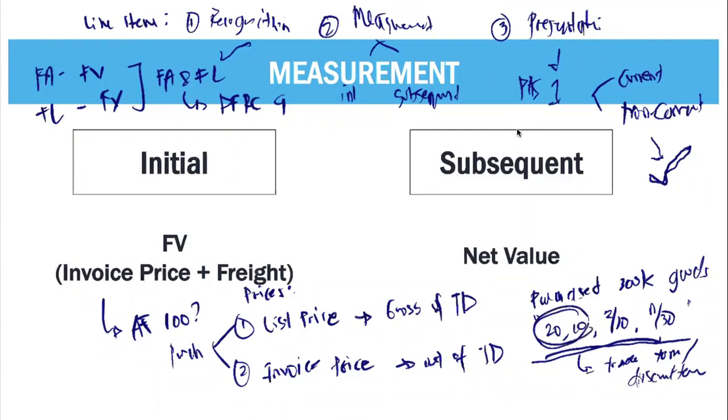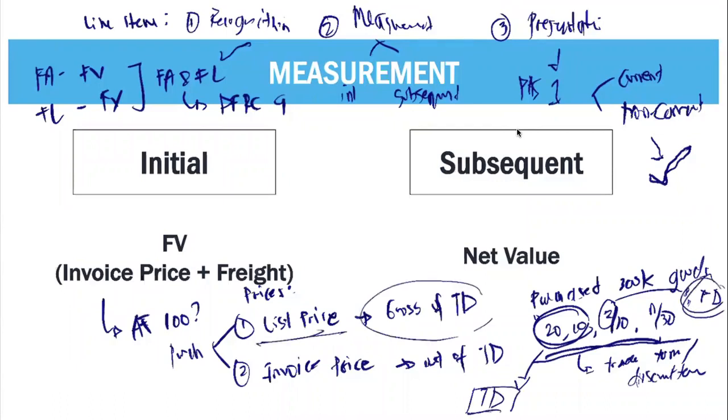Okay, 20/10 here pertains to your trade discount. 2/10 here pertains to your purchase discount. We just need to remember this. 20/10 is your trade discount. 2 over 10 is your purchase discount. So when we talk about list price, this is gross of trade discount. When we talk about invoice price, that is net of trade discount. Therefore, here in your initial measurement, when we say invoice price, you already reduce the price with the trade discount.